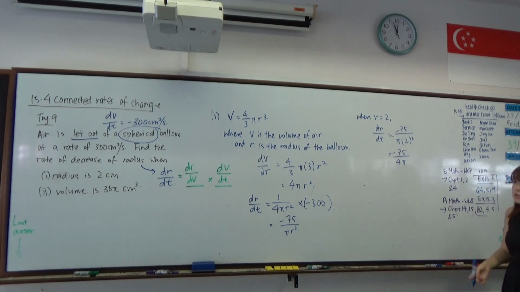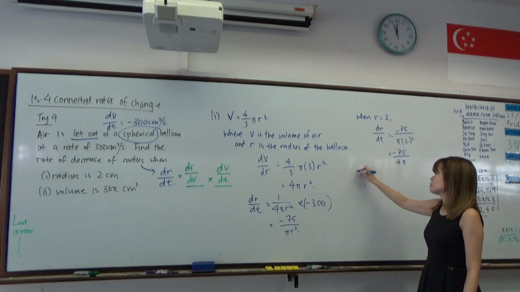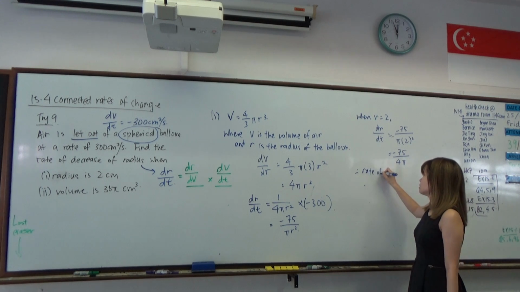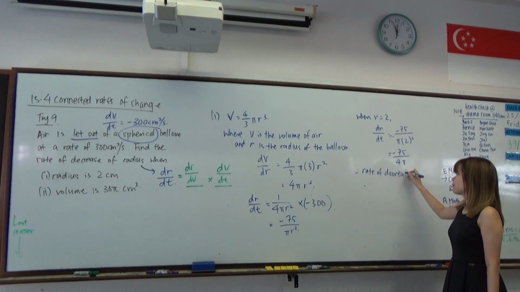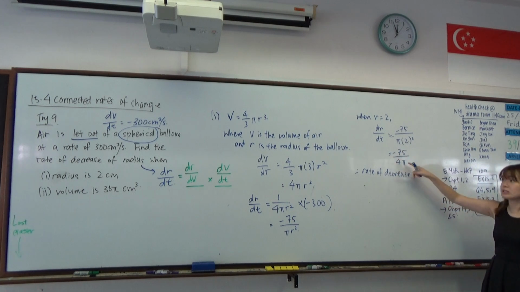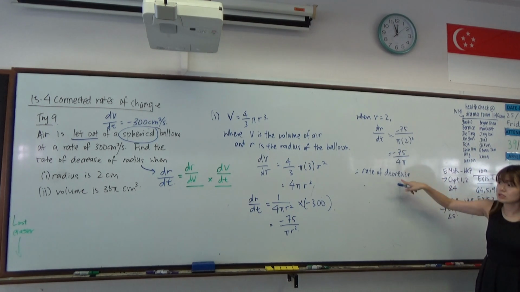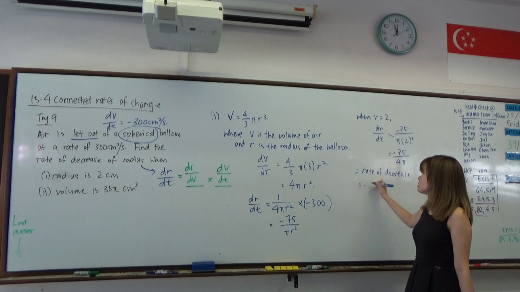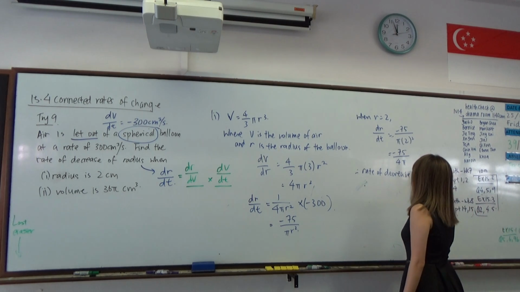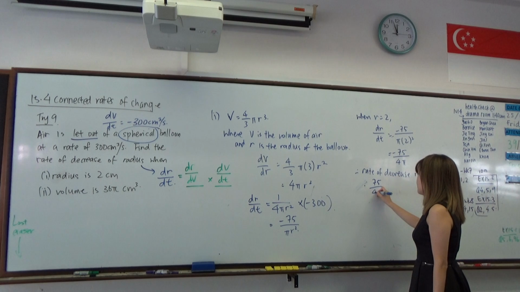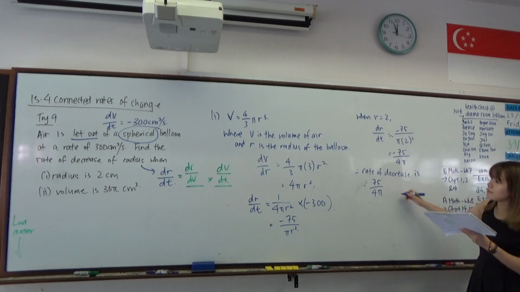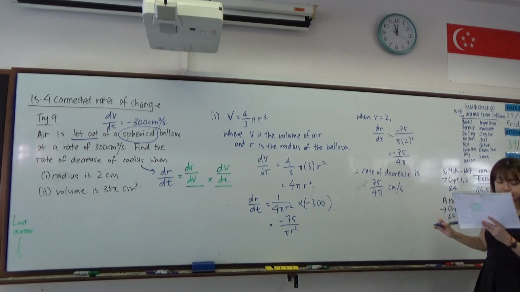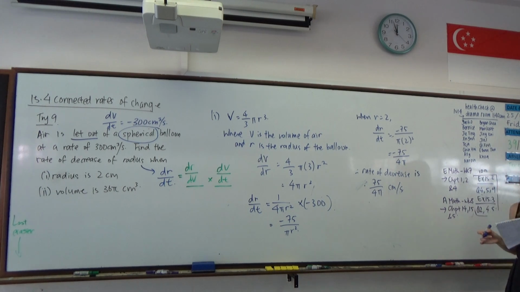The question wants the rate of decrease. The negative suggests a decrease, so it is consistent with our question. So the rate of decrease is 75 over 4 pi cm per second. That's a bit better. Why cm cube? It is the rate of decrease of the radius. The question wants us to give the answer in terms of pi.